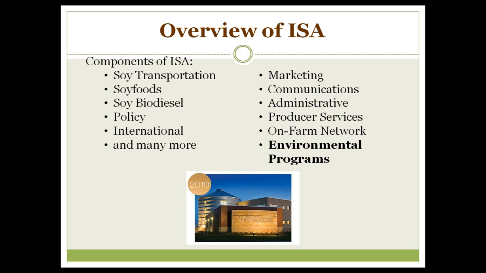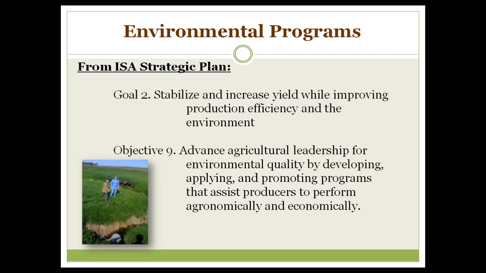Our group falls under a strategic plan that our farmers have set up, and our objective is to advance agricultural leadership for environmental quality by developing, applying, and promoting programs that assist producers to perform agronomically and economically. That's a big mouthful, but really we just want advanced farming in a sustainable manner so that we can keep the bottom line as low as possible for farmers so that they can increase their profit and yet be sustainable over a long term.